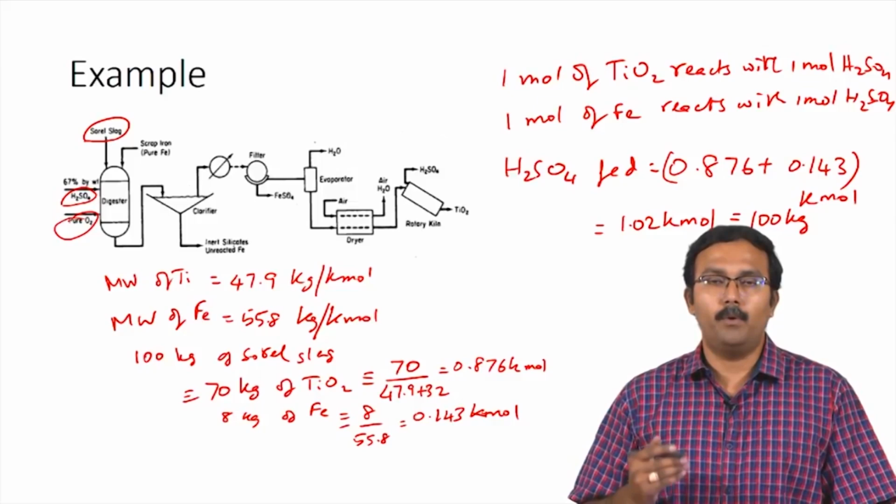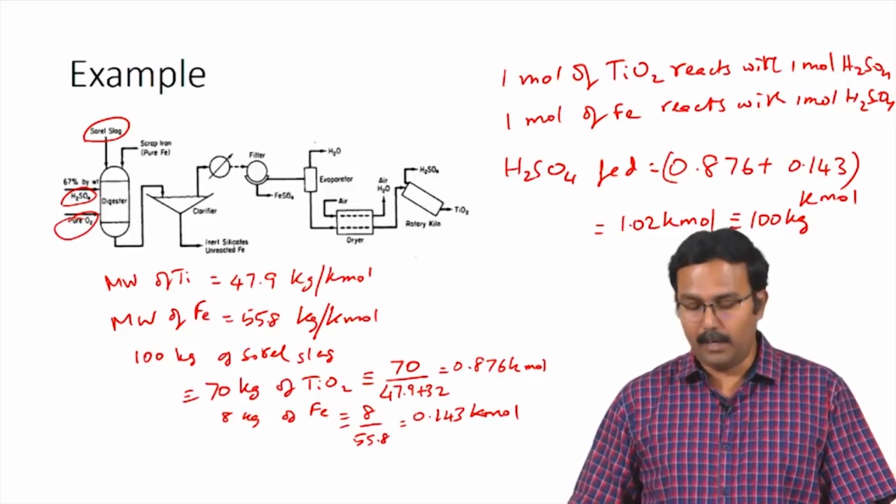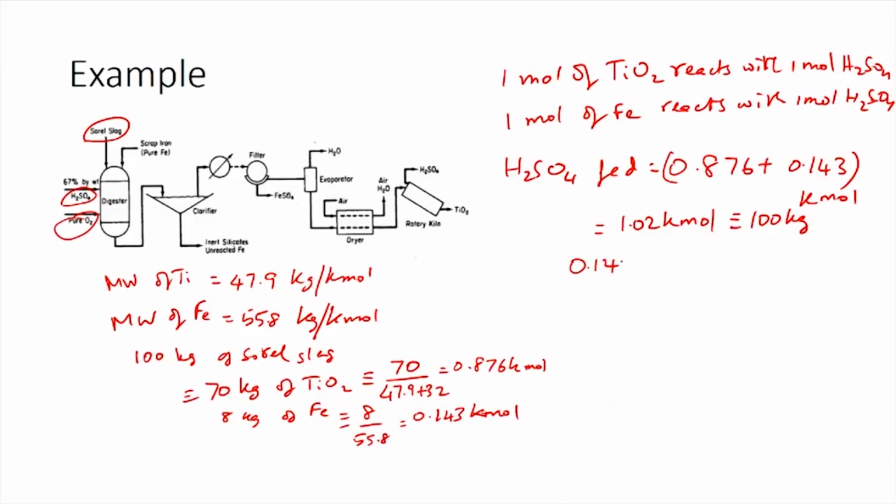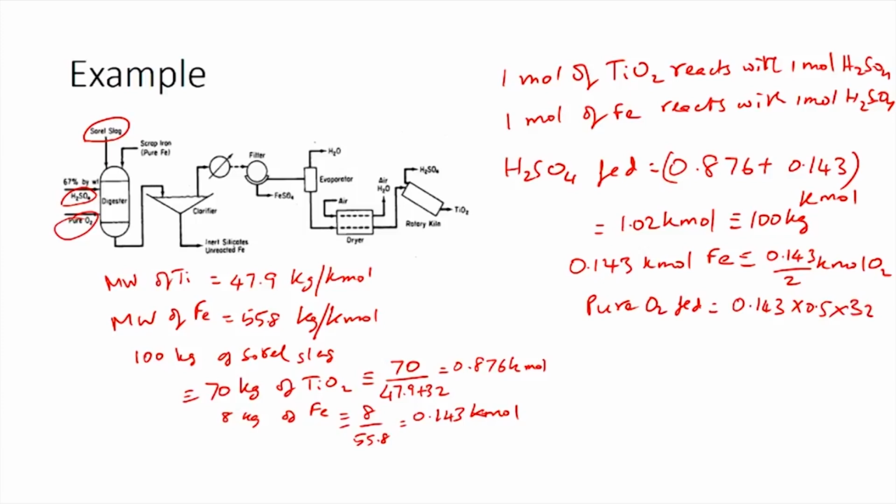So, this means 0.143 kilomoles of iron will require 0.143 divided by 2 kilomoles of oxygen. So, pure oxygen fed would be equal to 0.143 times 0.5 times 32, which is 2.29 kilograms.